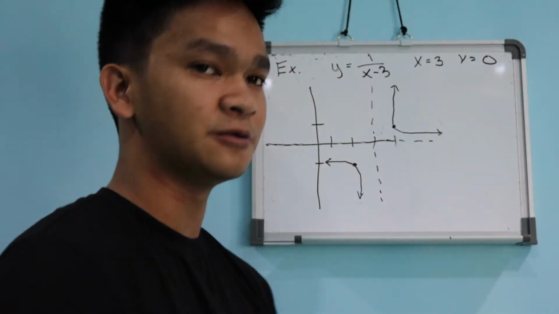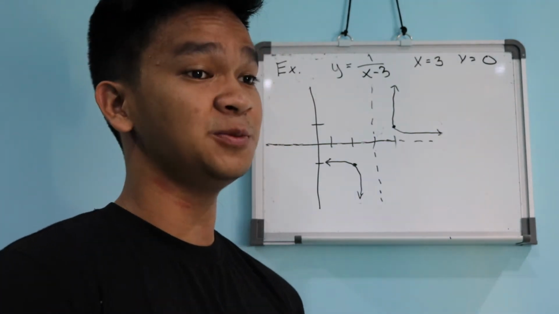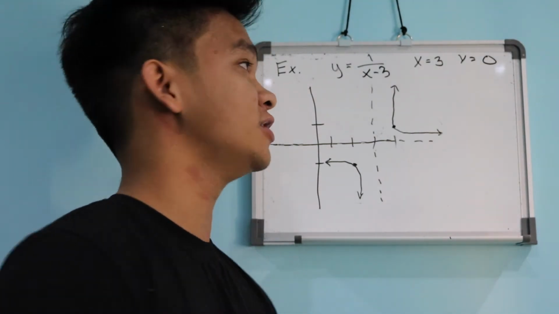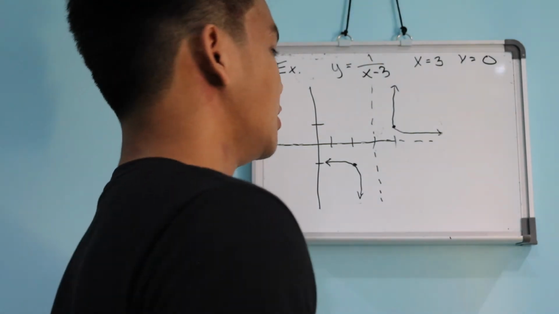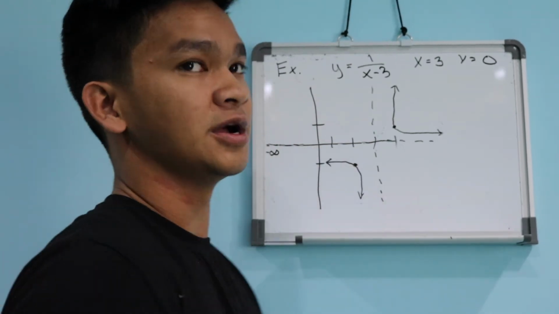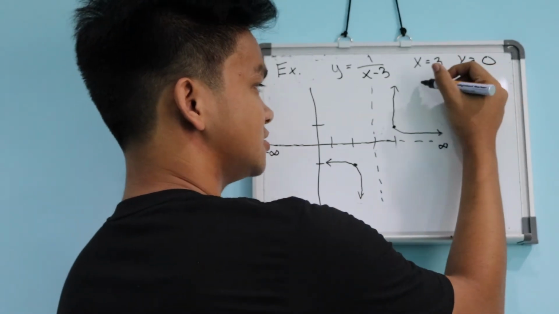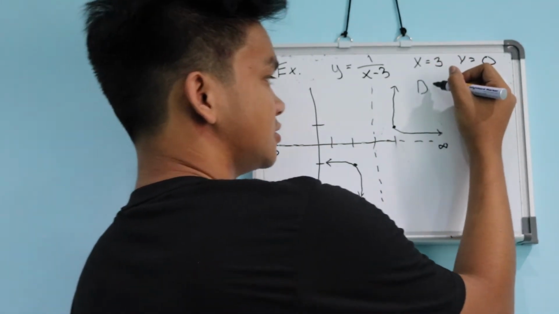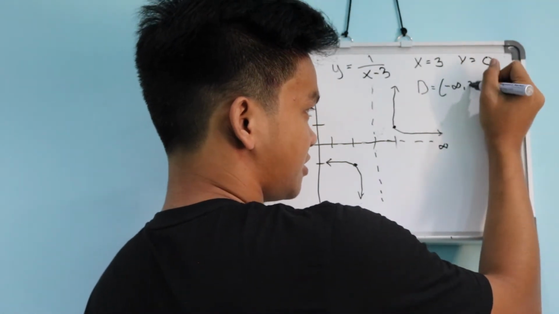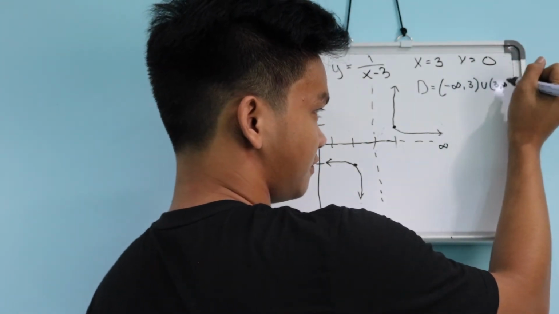Now we're going to find our domain and range. The domain is simply all the possible values that can be plugged into our x variable that will not make the denominator equal to 0. We have our lowest value, negative infinity, and our highest value, positive infinity. So we can write here, domain equals negative infinity to 3, union 3 to positive infinity.